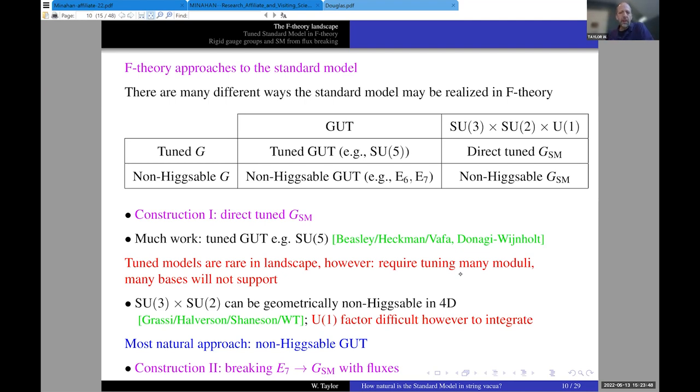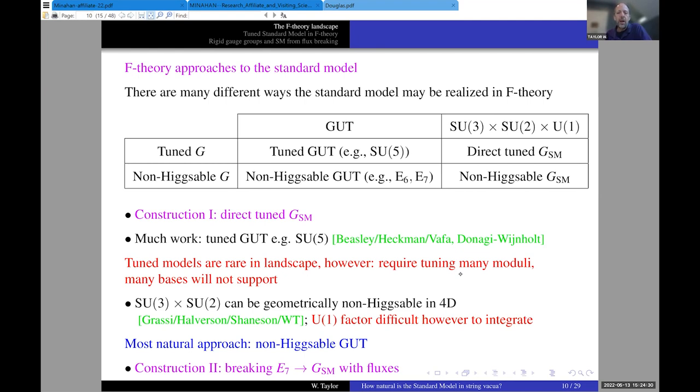So the first construction I will talk about today is a class of models where we directly tune the standard model gauge group without a unified group in the context of F theory. That will be construction one, which I'll get into in more technical detail in a few minutes. The biggest body of work, starting with the work of Beasley, Heckman, Vafa, and Donagi-Wijnholt quite some years back, was focused on tuning a GUT group like SU5, that is, not having a rigid GUT group because you can't have directly a rigid SU5, but having a tuned SU5 and then breaking that through fluxes down to a standard model gauge group.